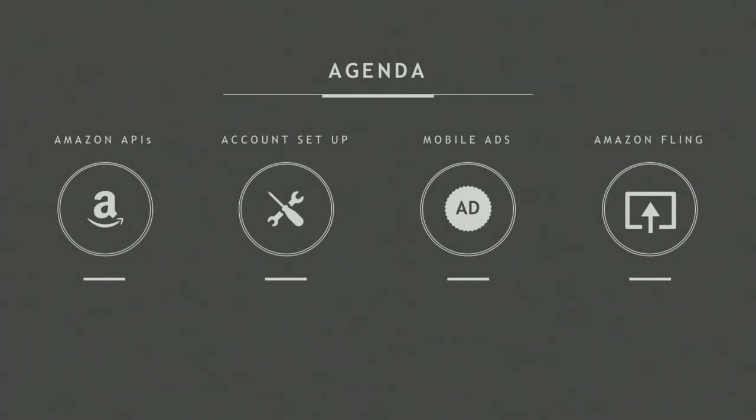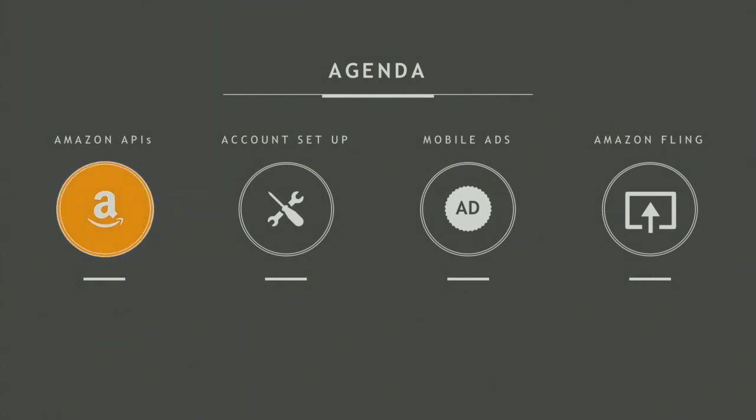So laying out our agenda for today, I'll briefly describe some of the APIs we make available through the Amazon App Store, then talk even more briefly about what it takes to get access to those APIs, and walk through a couple of the services in particular that you may want to incorporate into your Unity app.